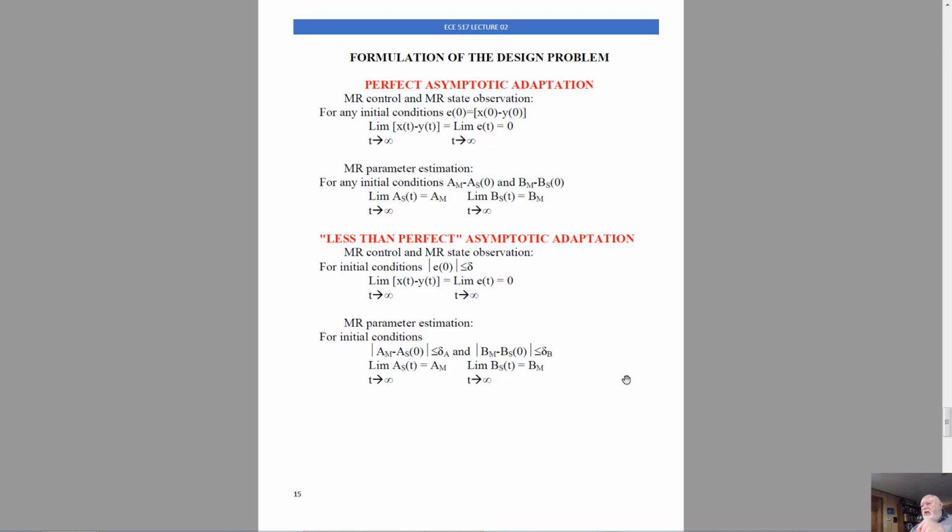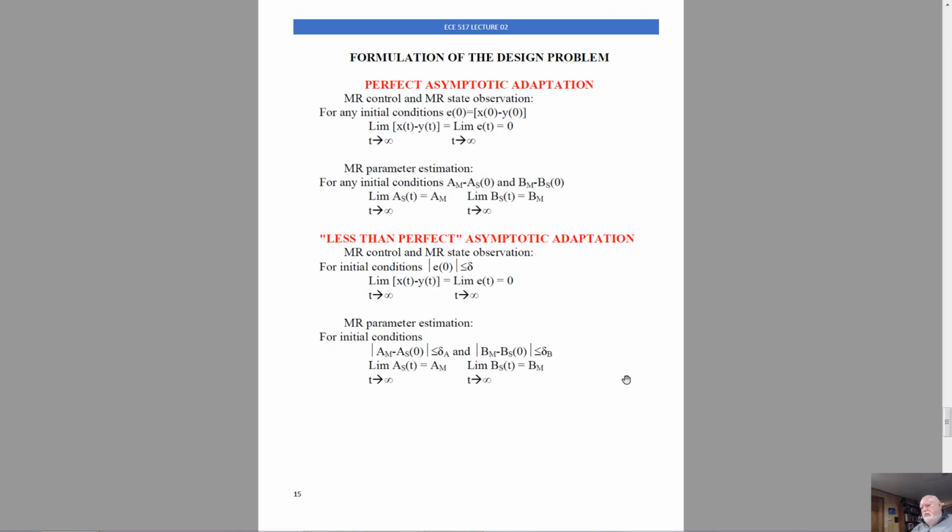No. In some cases, the initial value of the error, of the discrepancy, could not be between minus infinity and plus infinity, but it could be within some limits. And as long as this initial value of the error is within some limits, does not exceed delta by the absolute value, we still can expect that we are able to drive this error to zero by building an adaptation mechanism. And I would say less than perfect asymptotic adaptation is a very common condition. Initial discrepancy cannot be unreasonably large, cannot be between minus infinity and plus infinity.